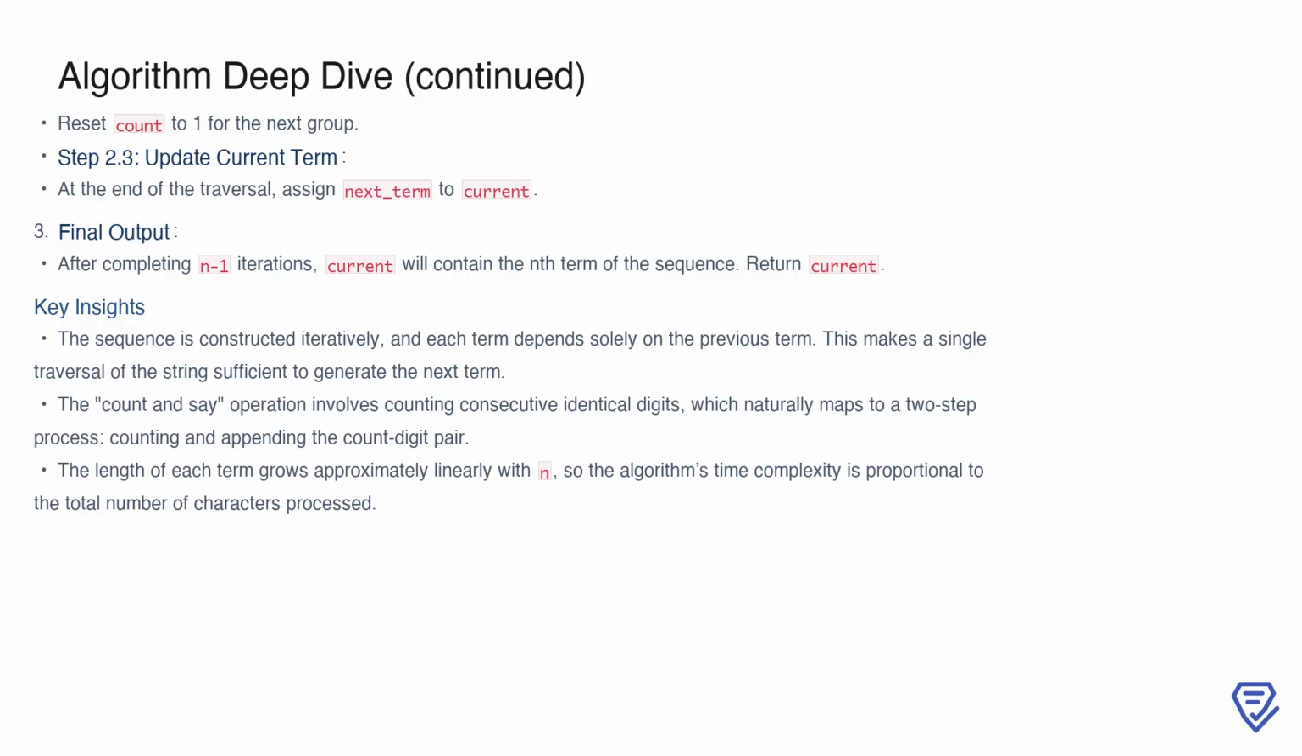The key insights here are that each term directly depends on the previous one, and generating each term involves a single traversal of the string, making the process efficient while maintaining clarity. The algorithm's structure, with its step-by-step counting and appending, naturally aligns with the problem's requirements. Additionally, the growth of each term's length is roughly linear with n, impacting the time complexity. Thus, the algorithm processes a total number of characters proportional to the sequence's growth, and its efficiency is a direct result of this iterative design.